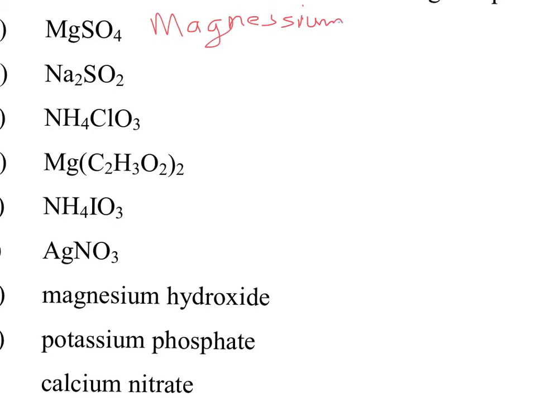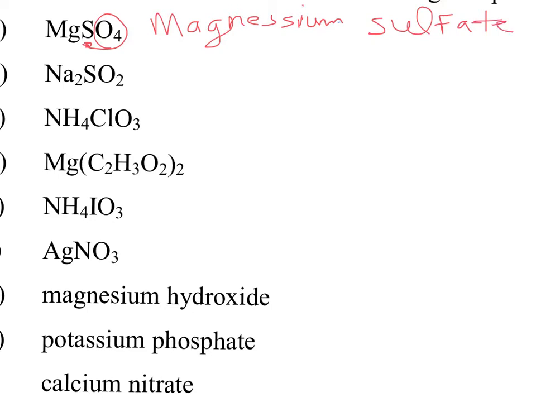Okay, and then the second element is not alone. It is paired up with oxygen, and specifically it's paired up with 4 oxygens. So that's going to tell you your polyatomic. And if you know your polyatomics like you should, then you should know that SO4 is sulfate. So this is magnesium sulfate.